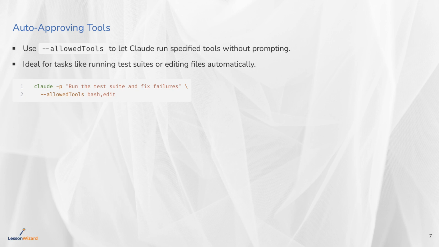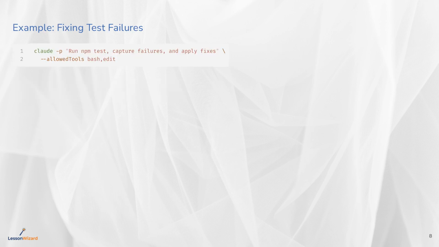In this example, Claude runs the test command, reads any error output, and then uses its bash and file editing capabilities to apply suggested fixes. Because the tools are pre-approved, the process completes without human interruption, making it perfect for nightly builds or pull request checks. The command showcases how a single line can orchestrate a complex remediation workflow.